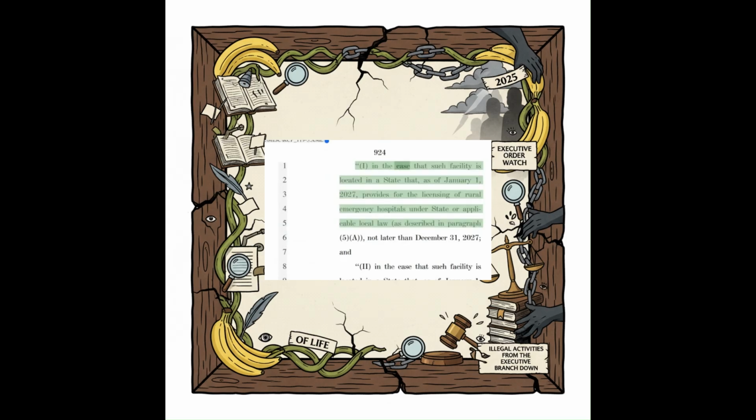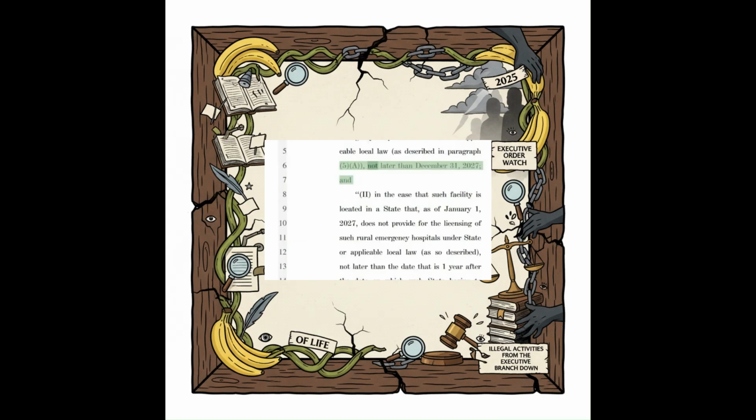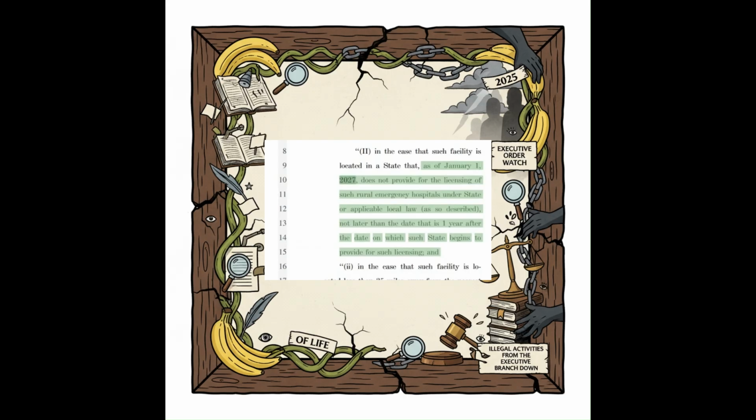In the case that such facility is located in a state that, as of January 1, 2027, provides for the licensing of rural emergency hospitals under state or applicable local law, as described in paragraph, not later than December 31, 2027. In the case that such facility is located in a state that, as of January 1, 2027, does not provide for the licensing of such rural emergency hospitals under state or applicable local law, not later than the date that is 1 year after the date on which such state begins to provide for such licensing.